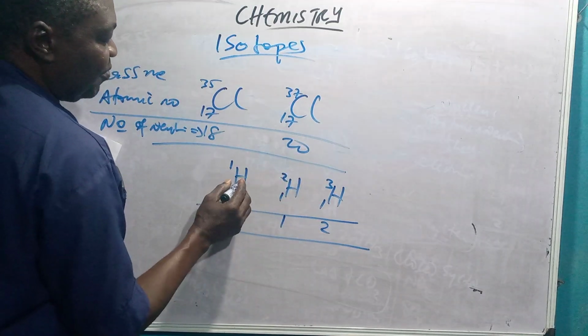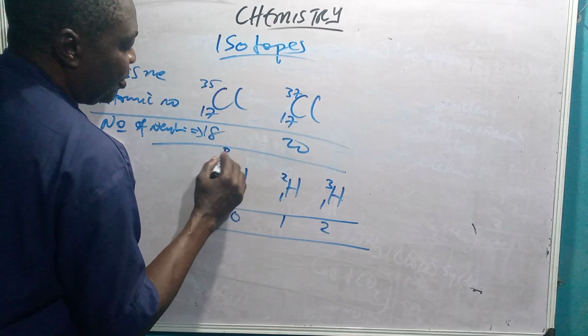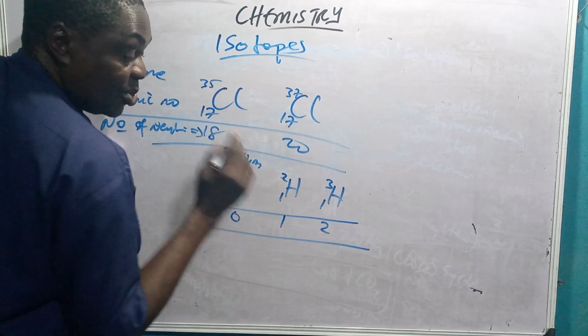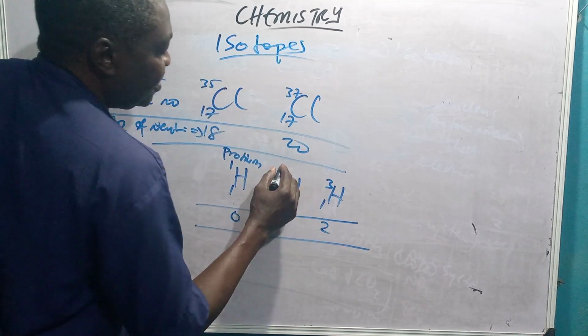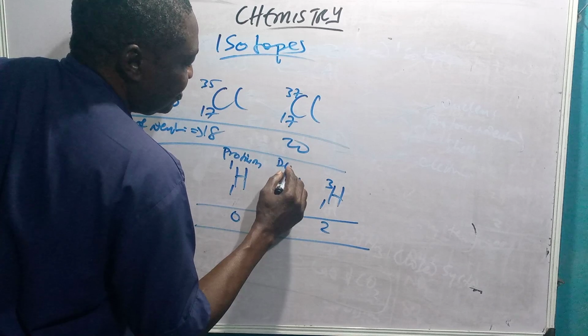Remember, this first hydrogen is known as normal hydrogen or protium, not proton, because proton is hydrogen with a positive charge. It lost the electron. Then this one is deuterium.